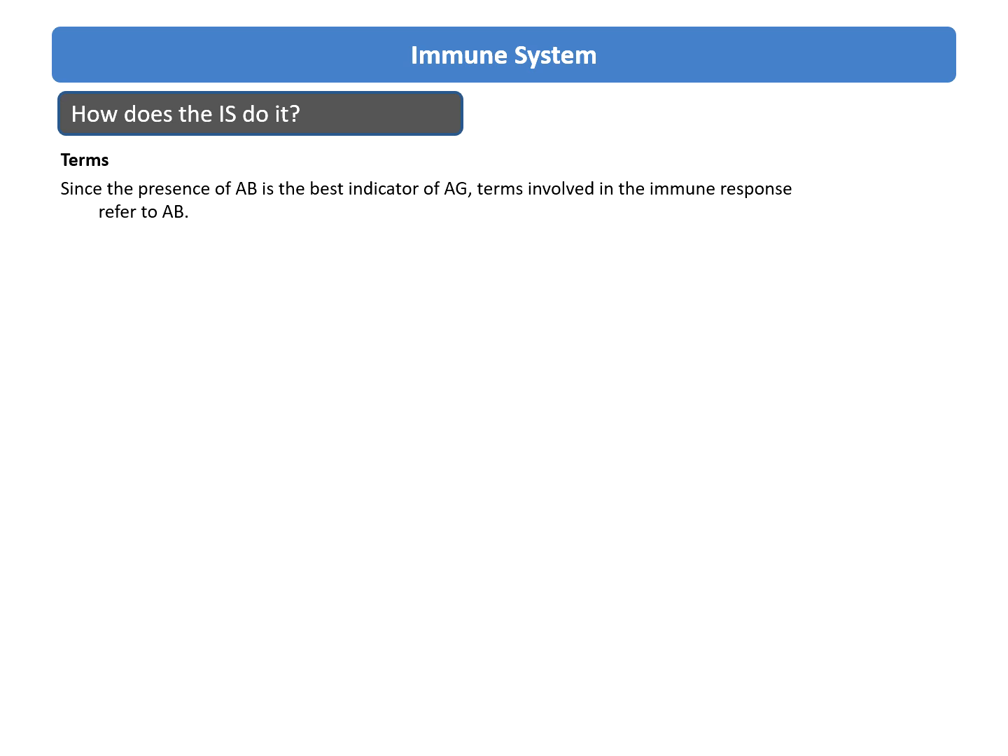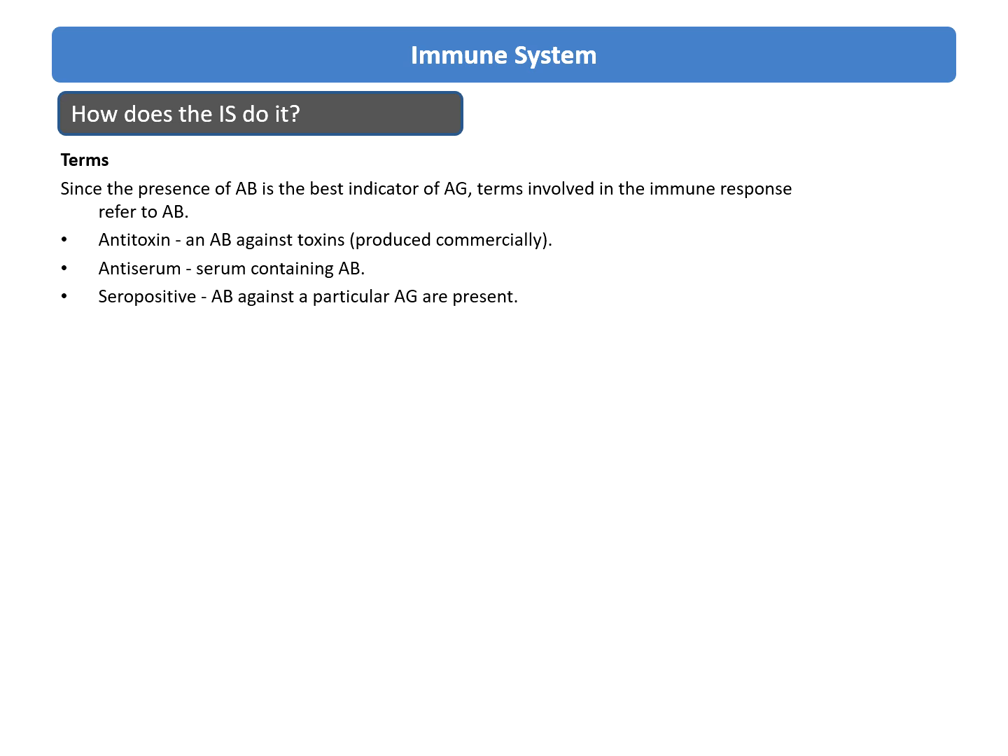Before we start, let me introduce you to a few terms. Since antibodies are the best indicator of the presence of an antigen, the terms involved in the immune response generally refer to antibodies. An antitoxin, for example, is an antibody against toxins produced commercially. Antiserum refers to a serum containing antibodies. Seropositive refers to antibodies against a particular antigen being present. Seroconversion is the formation of antibodies against a specific antigen.